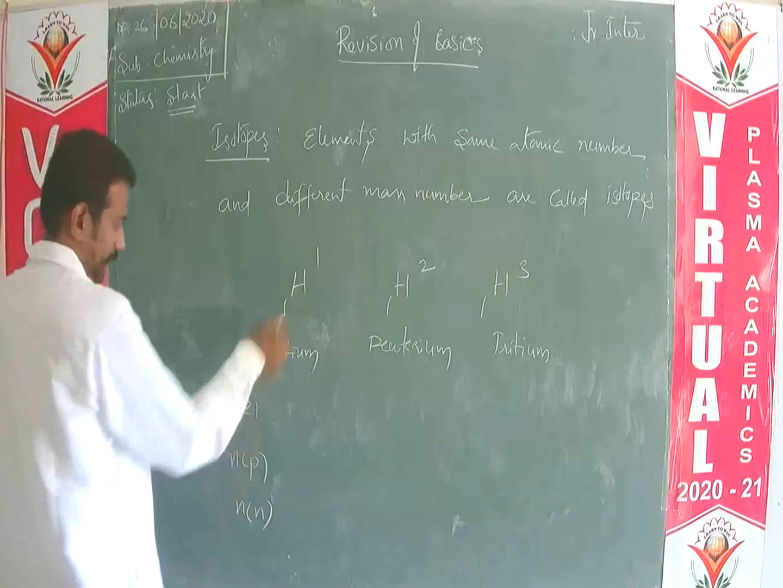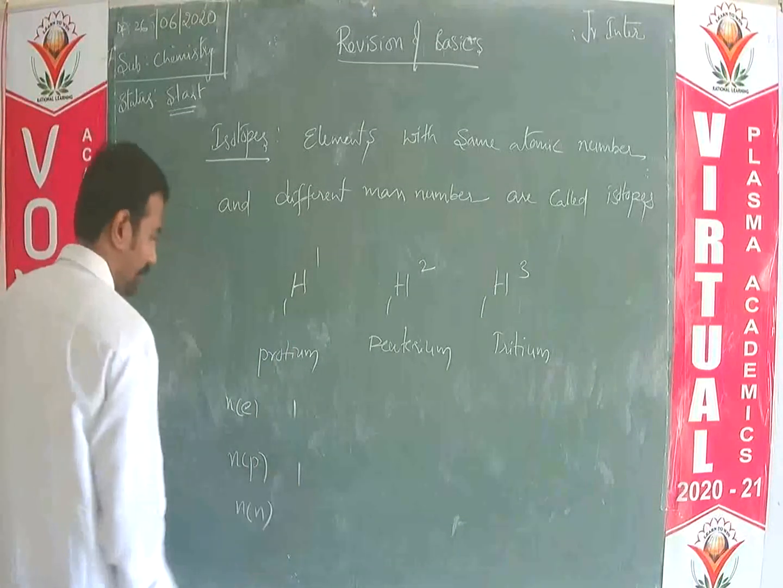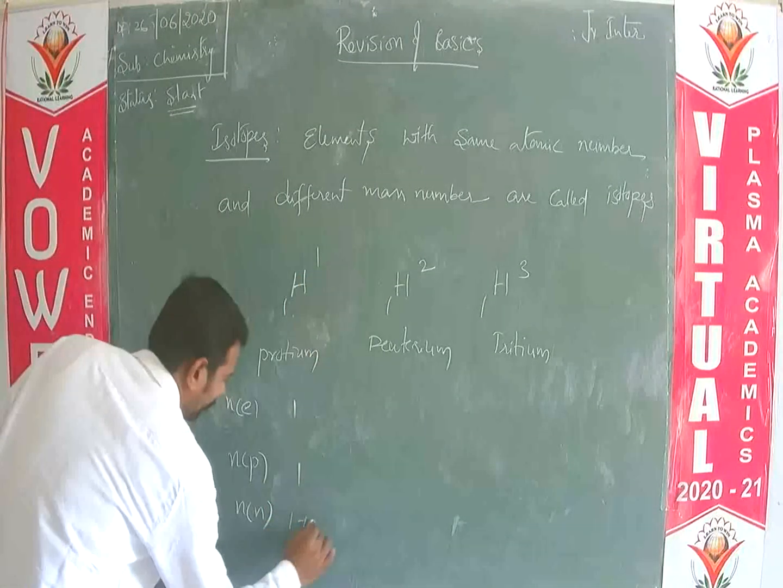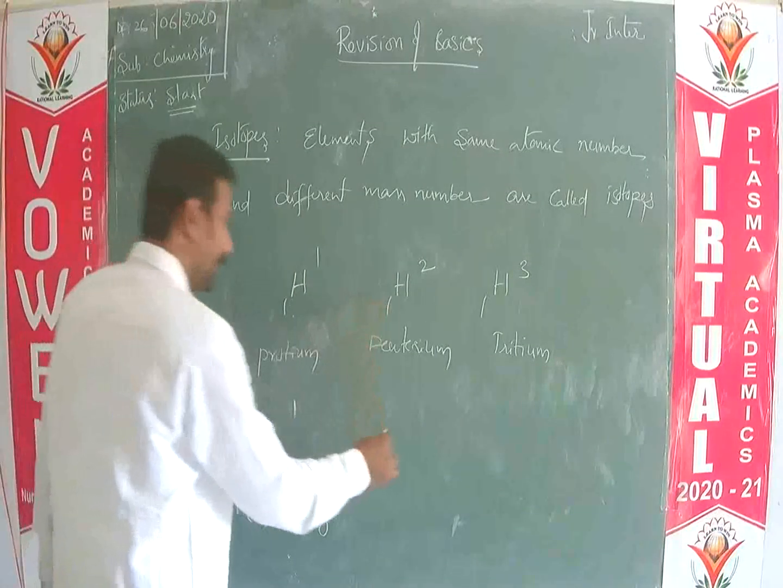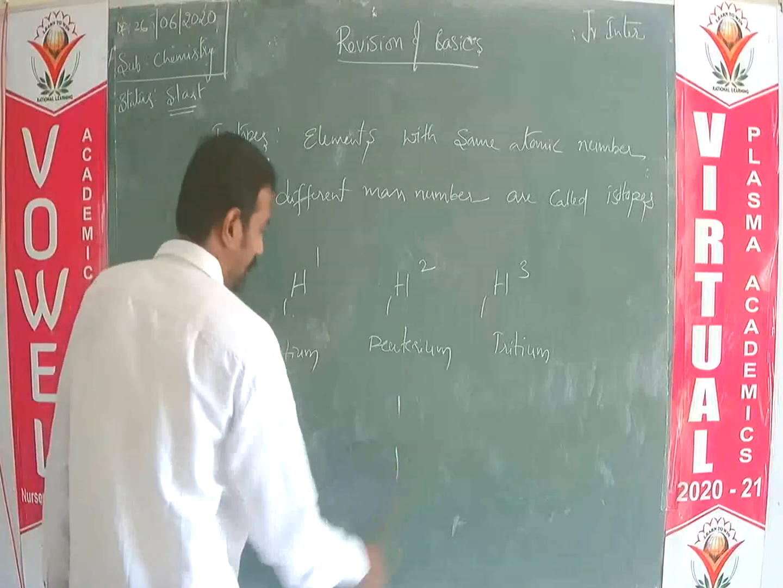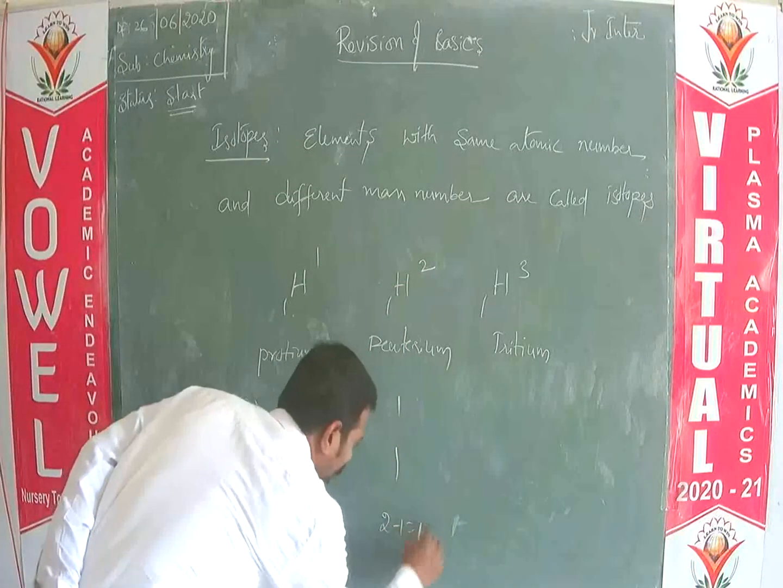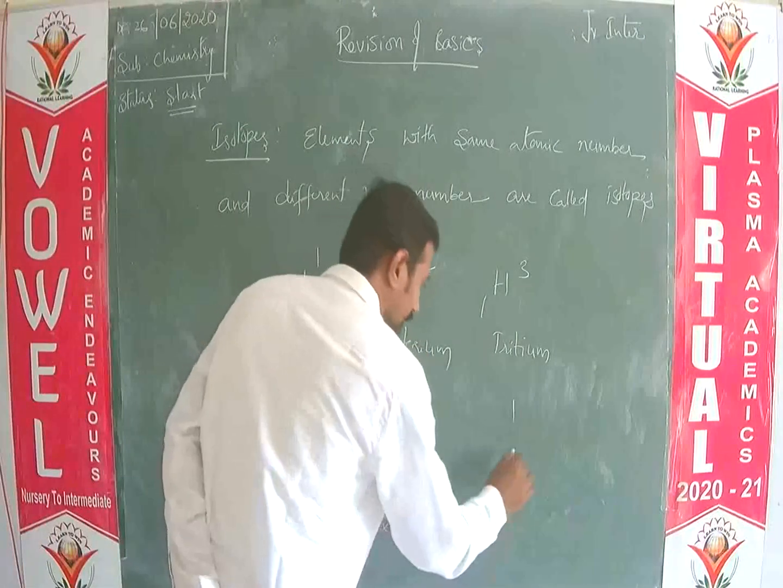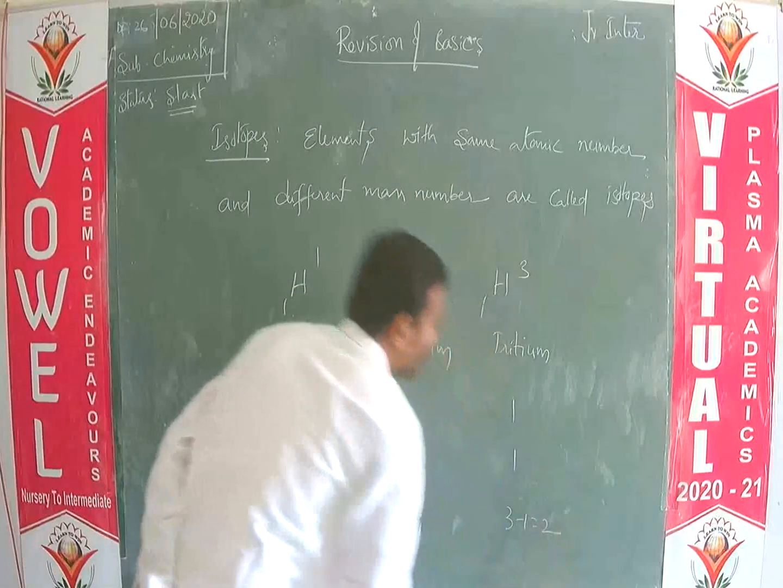Number of electrons: atomic number is 1, so number of electrons is 1 and number of protons is 1. Number of neutrons is 1 minus 1, that is 0. In the case of deuterium, again atomic number 1, so electrons are 1 and protons are also 1, whereas the neutrons are 2 minus 1, that equals 1. In case of tritium, it is 1 and 3 minus 1, 2.